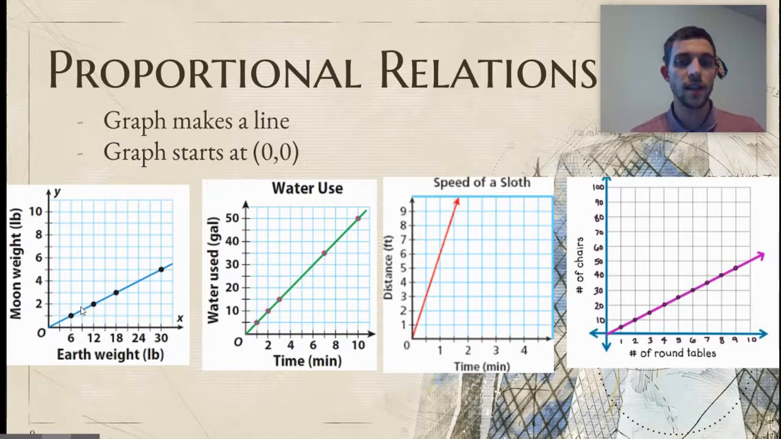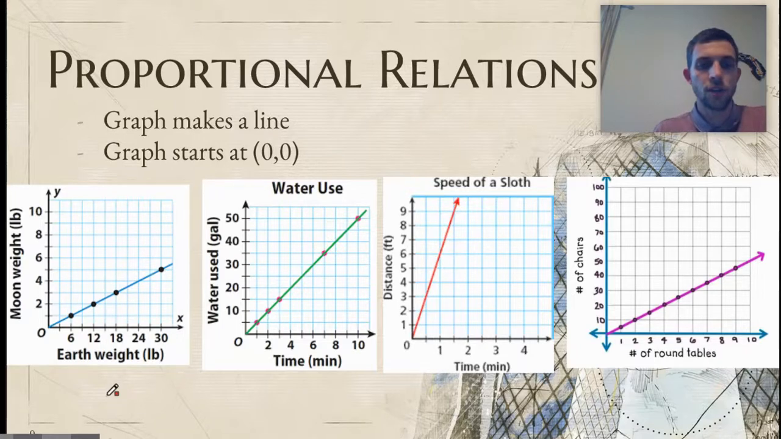What we're going to do then is look at this graph and take the y divided by the x. The reason for that you'll learn in 8th grade, but for now, we're taking the y value and dividing by the x value, and that is going to give us our unit rate.